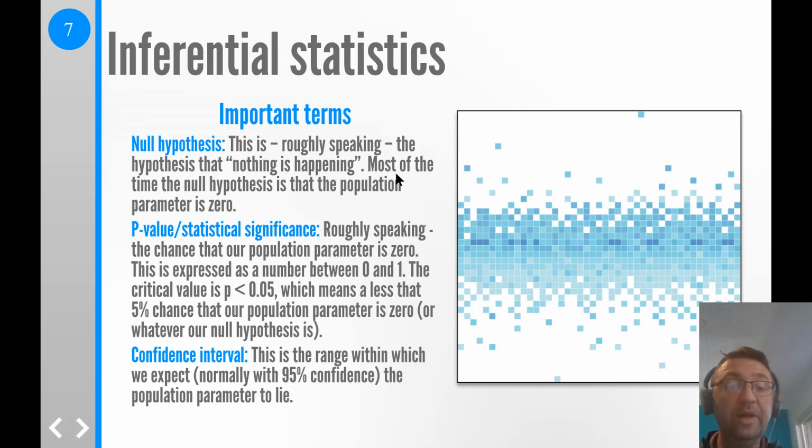Okay, so our confidence interval then is the range within which we expect, normally with 95% confidence, that the population parameter lies. So let's go back to the example I'm using of men and women doing housework. We do a survey of 50 men and 50 women, and we find that the men do 5 hours and the women do 10 hours on average per week.